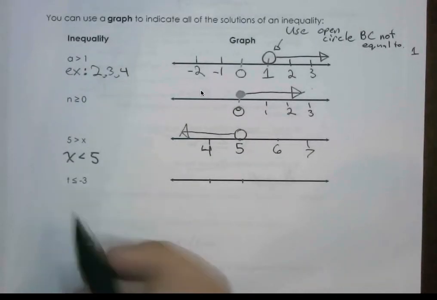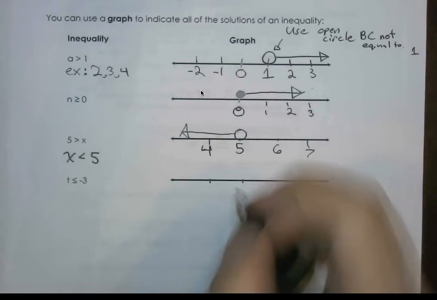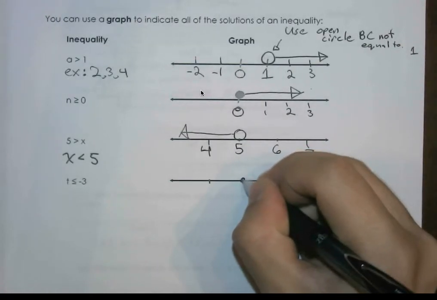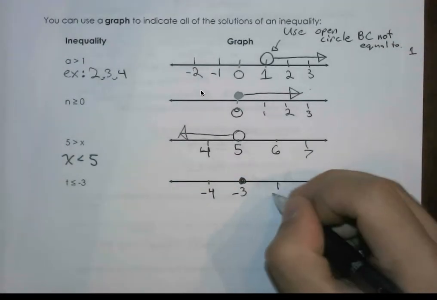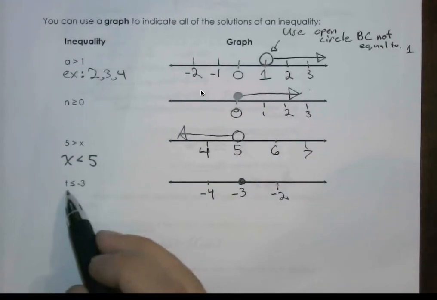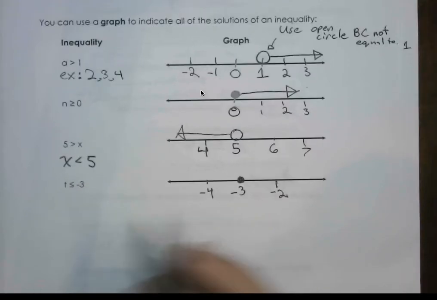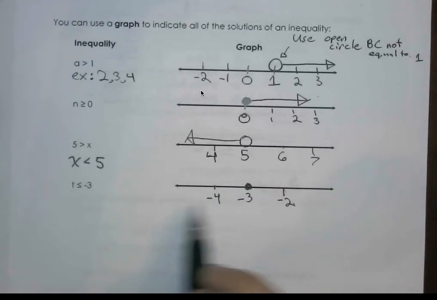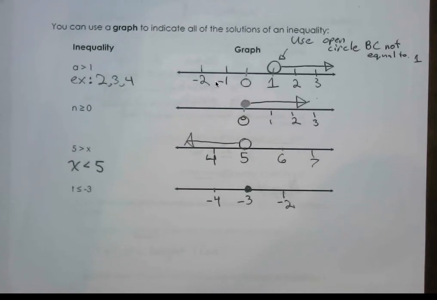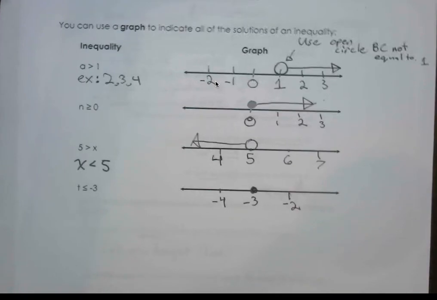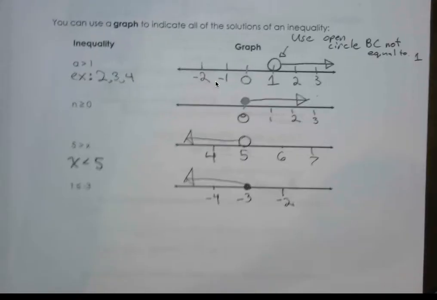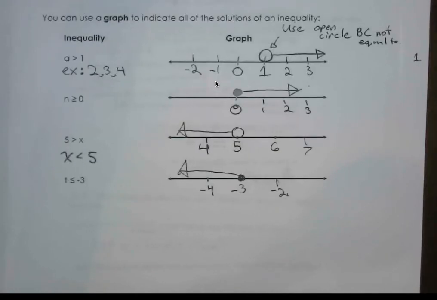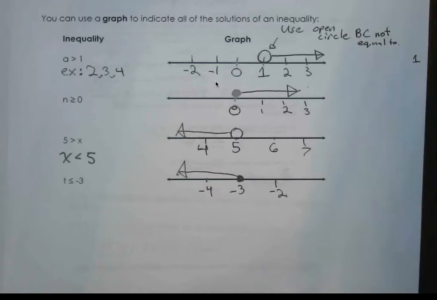We know this is equal to, so this is definitely going to be a closed circle on negative 3. And if we're denoting values that are less than or equal to negative 3, where are the values less than negative 3? What do you think? Where are the values less than? Hopefully you're saying to the left, to the left. Seen here. Nothing too tricky here.